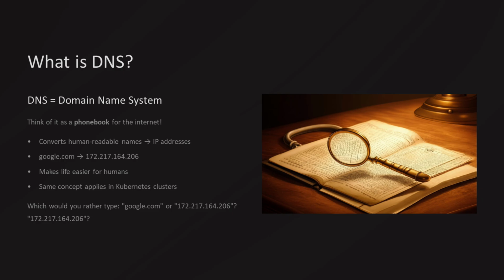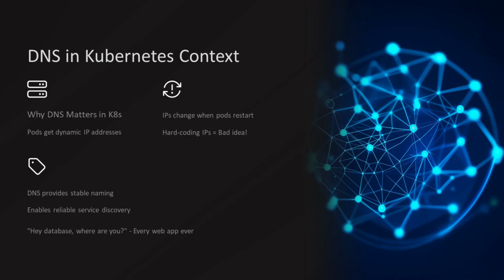Google.com or 172.217.164.206. Yeah, exactly. Names are just easier for us humans to remember. The same thing happens in your Kubernetes cluster. Your pods and services all have IP addresses, but remembering a bunch of random numbers is, well, it's not fun. So DNS comes to the rescue and gives everything nice, human-readable names.